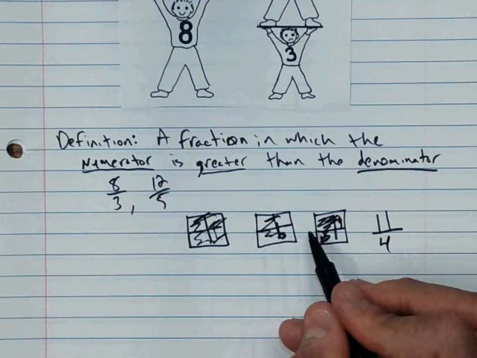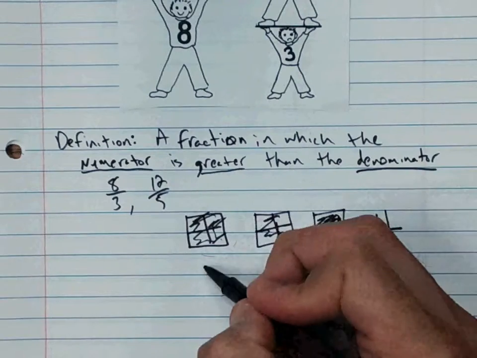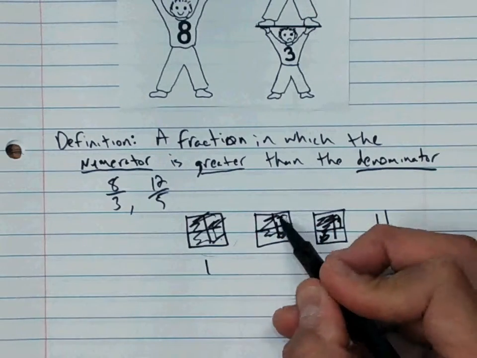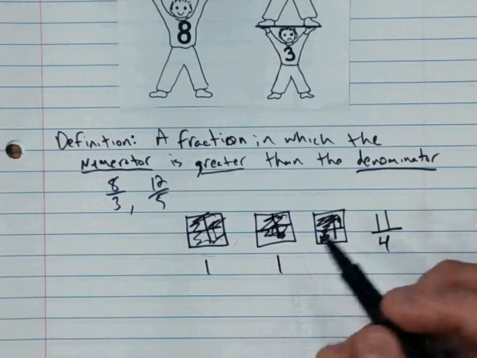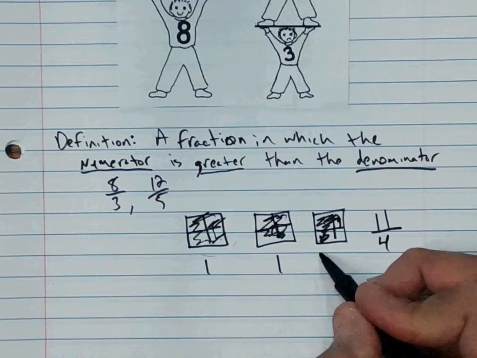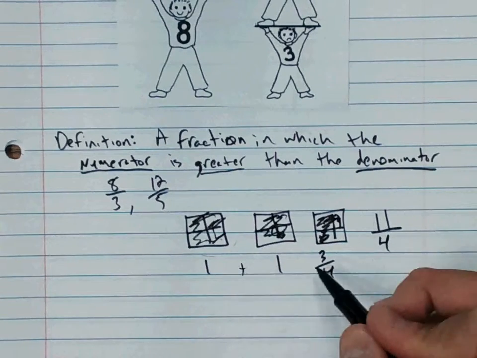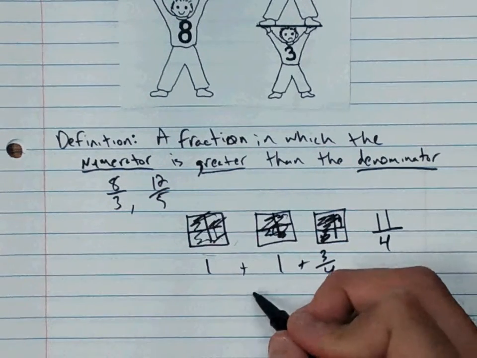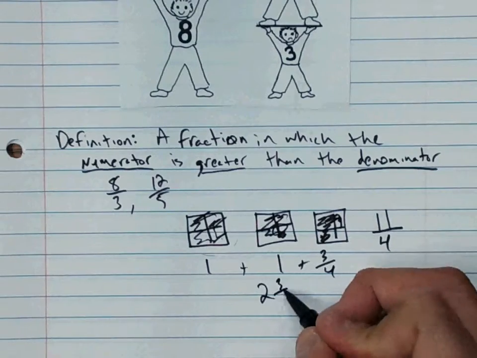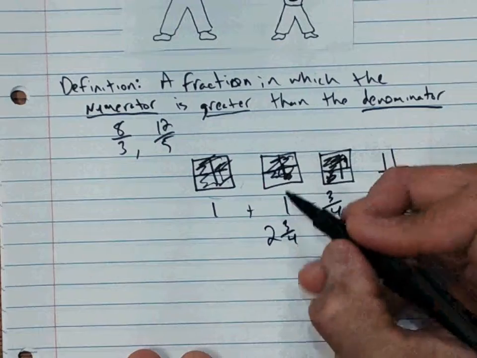So let's use this image right here. Okay, I have a whole right there, so that's 1. Another whole right here, that's another one. But here I only got 3, 1, 2, 3 of the pieces, so 3/4. So this will be 1 plus 1 plus 3/4. So that's 2 and 3/4. However, you're not always going to be able to visualize it like that.